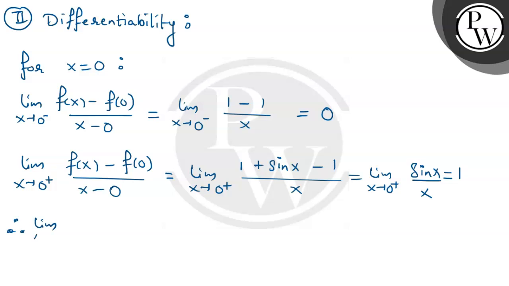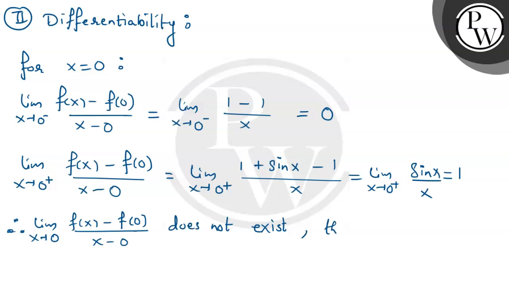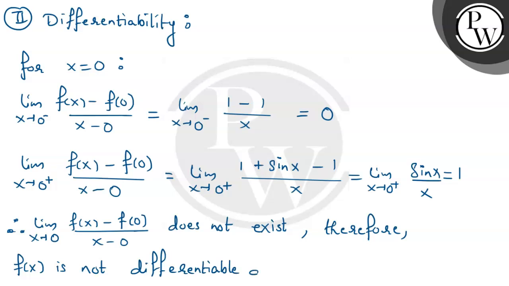इस वजह से हम क्या बोलेंगे, limit as x goes to 0 of f(x) minus f(0) divided by x minus 0 does not exist, और ये लिमिट एग्जिस्ट नहीं कर रही. इस वजह से हम क्या बोलेंगे, therefore f(x) is not differentiable at x equals 0.